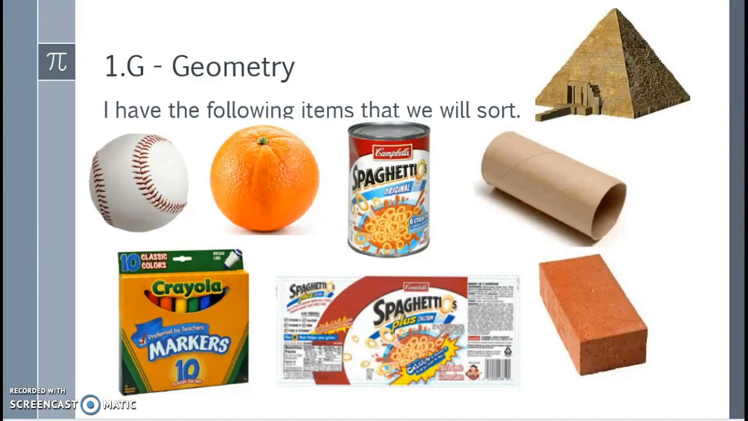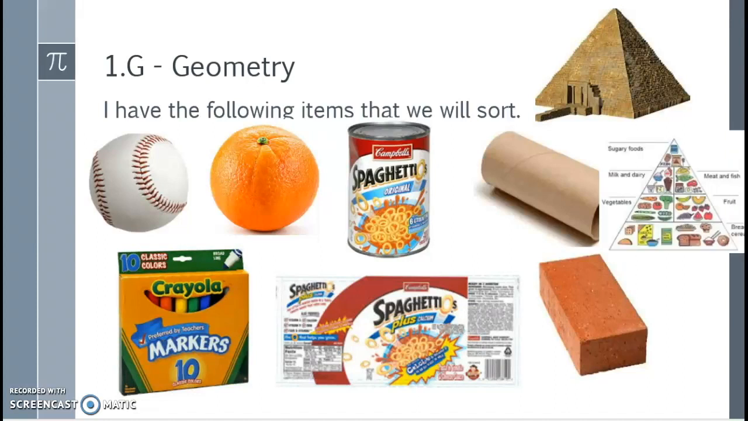The Egyptian pyramid is a pyramid because it comes to a point at the top. However, the food pyramid is not in the shape of a pyramid. It is flat, so it's not a real pyramid.